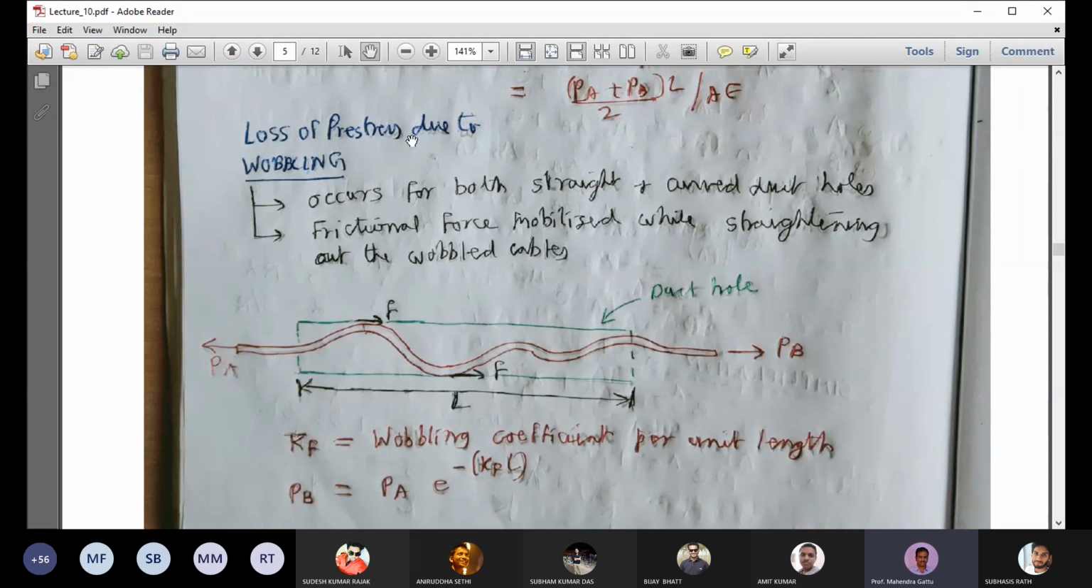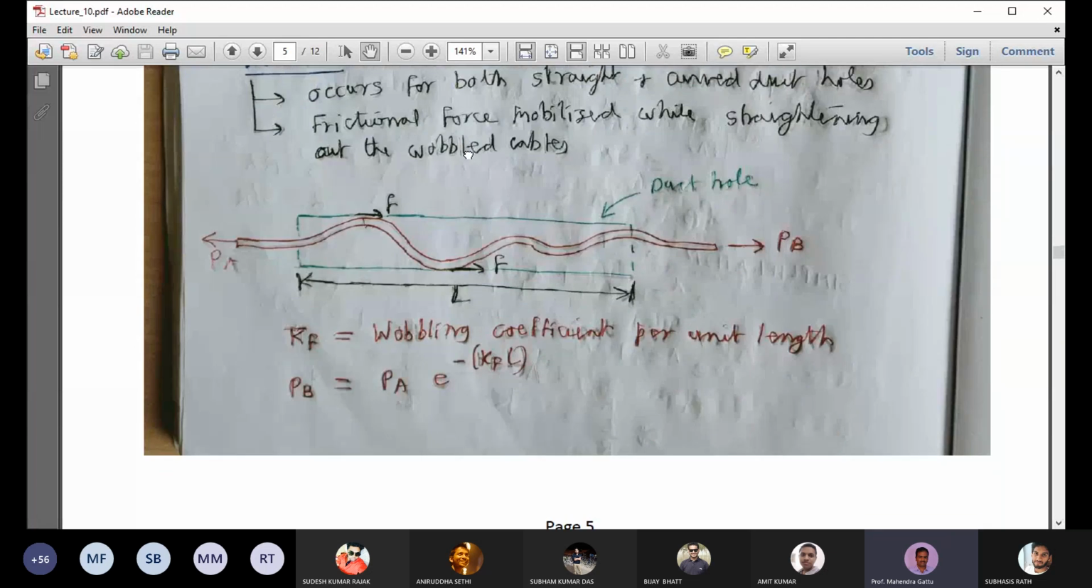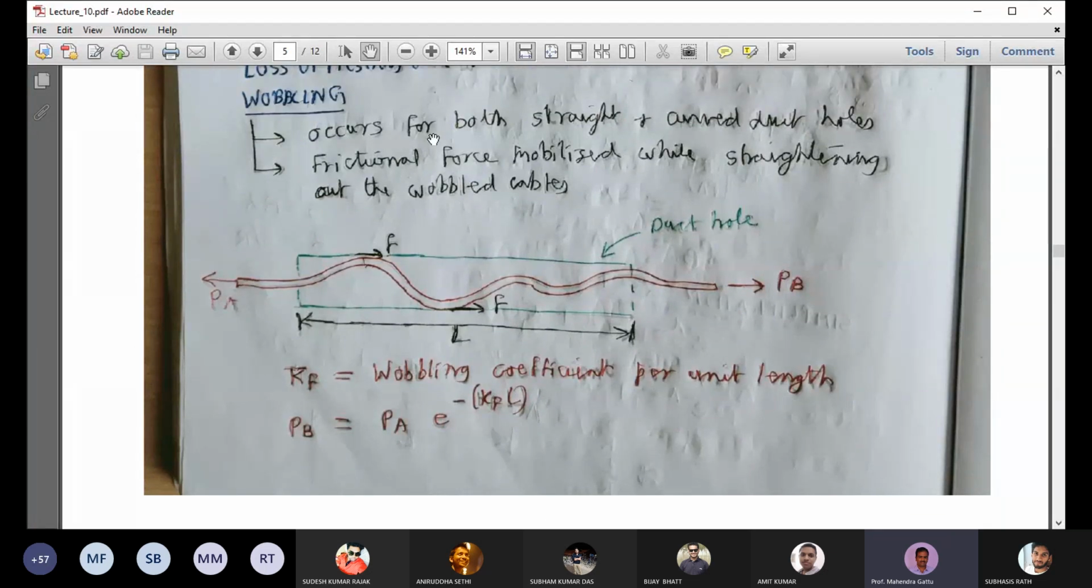Next topic. The loss of pre-stress can happen due to wobbling. So what was wobbling? I had discussed this also. Usually the cables are not straight. They have this curvy shape. For straight duct holes or curved duct holes also, this cable need not be straight. So because of this, when we do the pre-stressing by the hydraulic jack, there will be some friction developed between the cable and the surrounding area. So this friction has to be overcome, and as a result, there will be loss of pre-stress due to this.